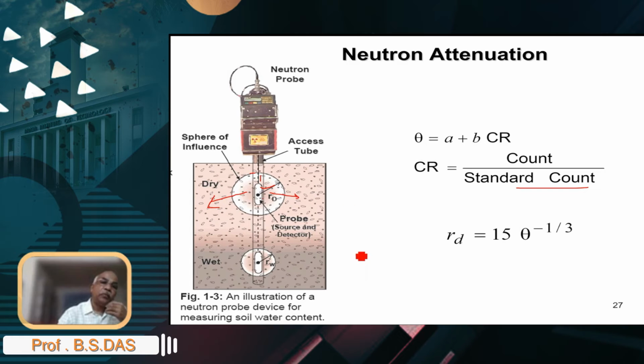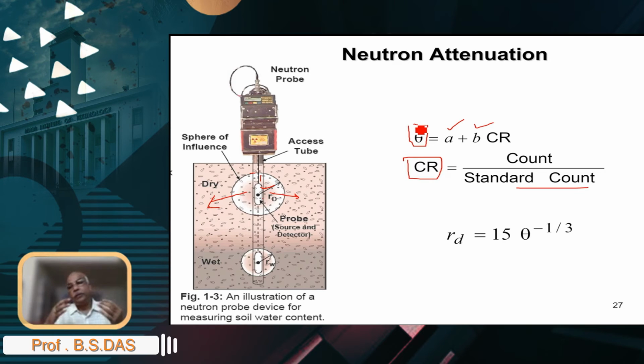Once the thermal neutrons are measured using the detector, you come out and get a count ratio. This count ratio is then fed into the equation, the standard curve that you generated earlier in the calibration process, and you should then be able to get the water content measurement.